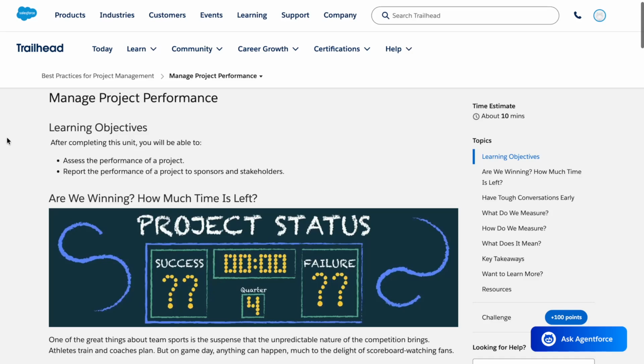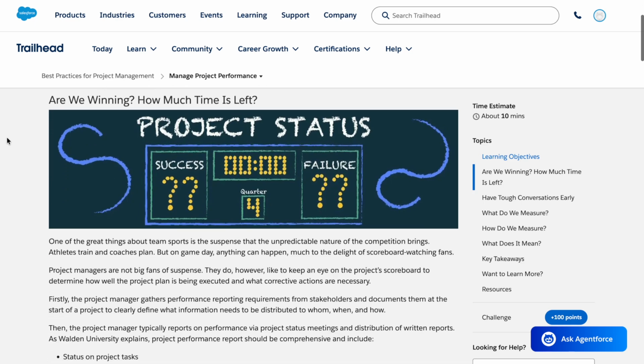Manage project performance. Learning objectives. After completing this unit, you will be able to assess the performance of a project, report the performance of a project to sponsors and stakeholders. Are we winning? How much time is left?